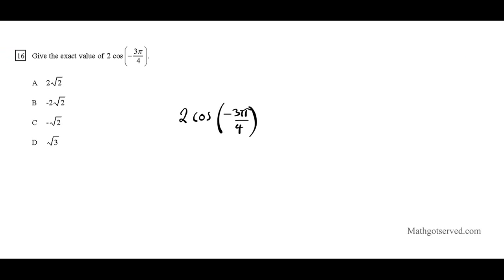All right, so this is going to become 2 times negative root 2 over 2. And then the 2 goes here, 1, and the 2 goes here, 1. Final answer is negative root 2. Okay, and it's option C. All right, let's move on to question 17.